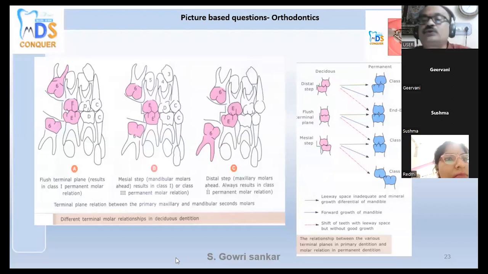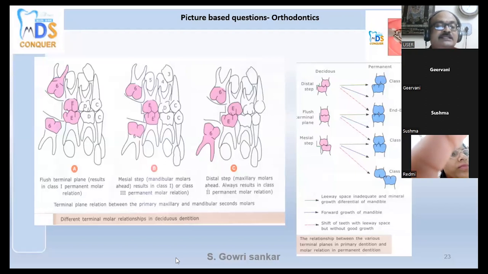Angle's classification should not be used in mixed dentition. This is one of the drawbacks of Angle's classification. You cannot apply it to a mixed dentition or if the first molar itself is missing. In cases where the first molar is missing, you apply what is called the Katz classification, K-A-T-Z. Remember, this is also asked once.